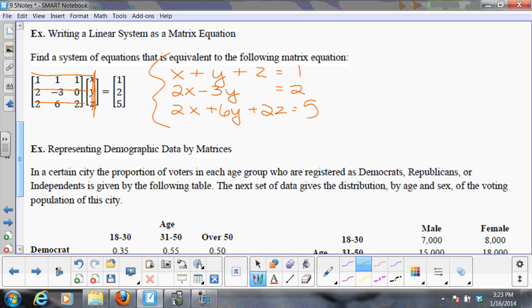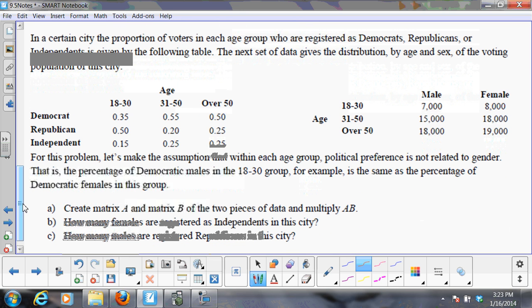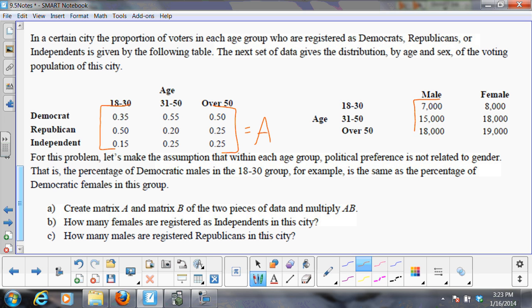In the bottom, here's the thing about voters. It's broken down by age and whether they're Democrat, Republican, or Independent, and then by age group, with if they're female or male. So this right here is what we can set as A. This right here is what we can set as B.